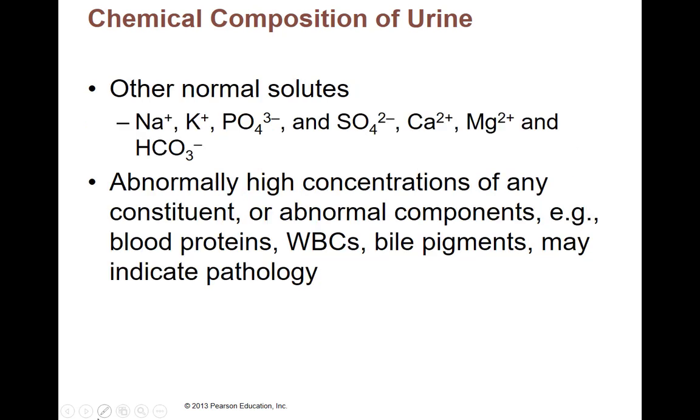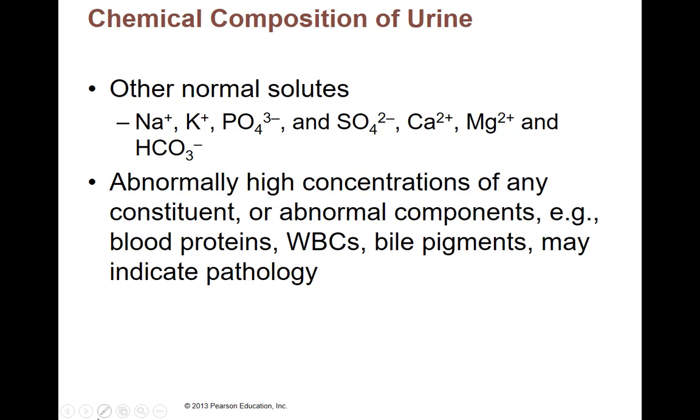Other normal solutes, lots of ions. We're going to find sodium, potassium, phosphate, sulfate, calcium, magnesium, the bicarbonate ion. Now, there's usually a normal range of how many of these ions we have in our urine. And if you have an abnormally high concentration or even an abnormally low concentration of any of these different compounds, it usually means there's something wrong.